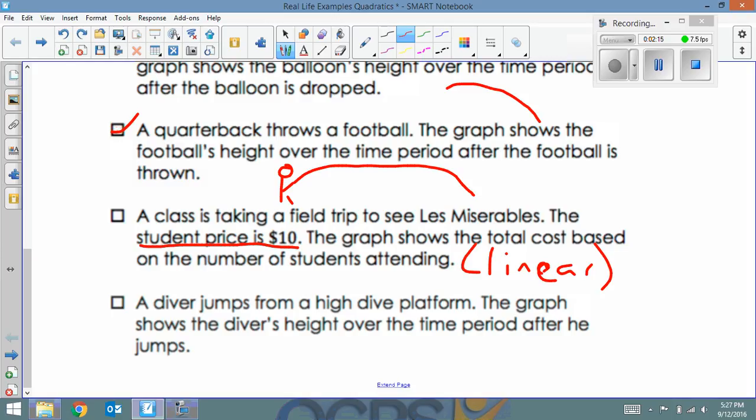A diver jumps from a high dive platform. The graph shows the diver's height over the time period that he jumps. That is a quadratic function. Think about it, if you have a diver on a platform, when they jump off, it's going to create that arcing motion of some kind.